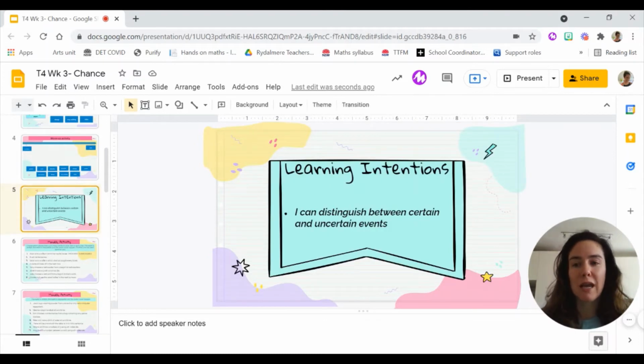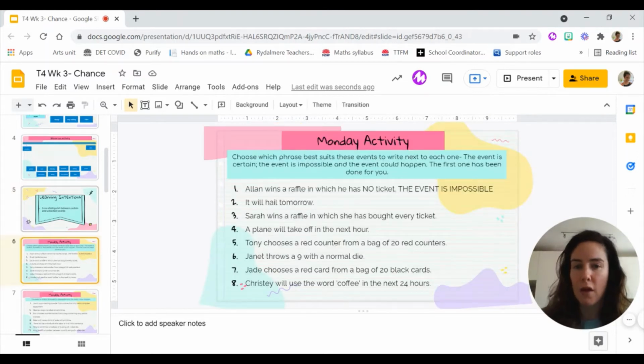Let's look at what we're doing today. I can distinguish between certain and uncertain events. So our activity for Monday is choose which phrase best suits these events to write next to each one. The event is certain, the event is impossible, and the event could happen. The first one has been done for you.